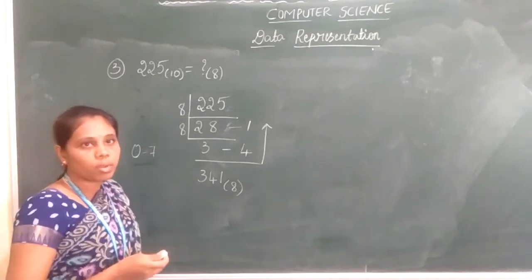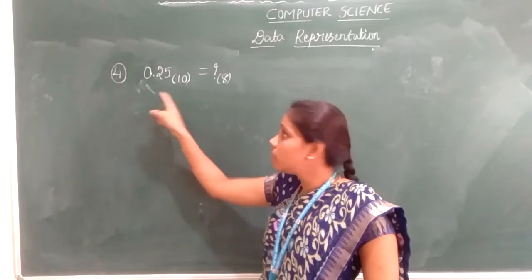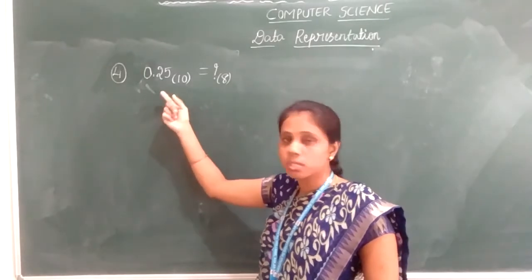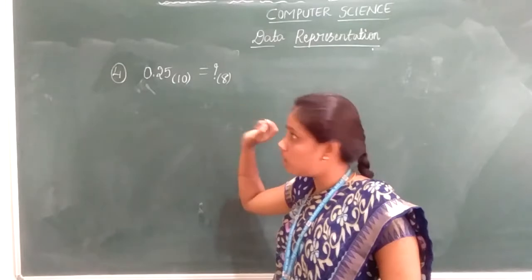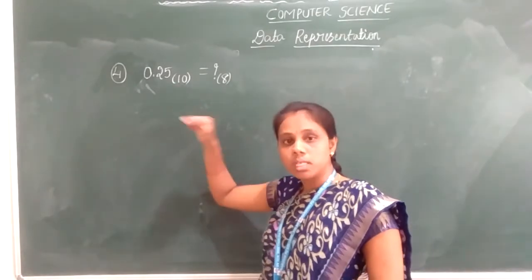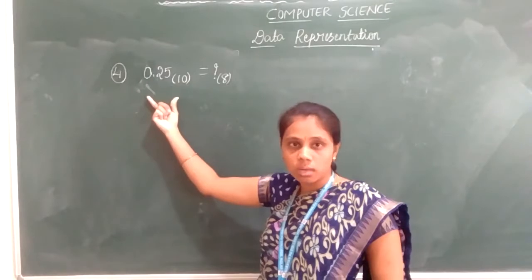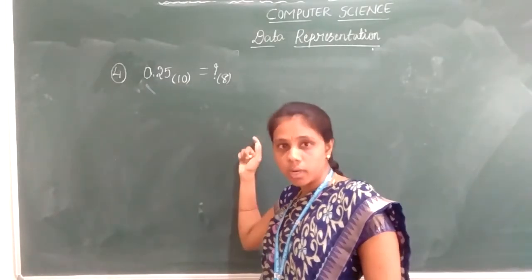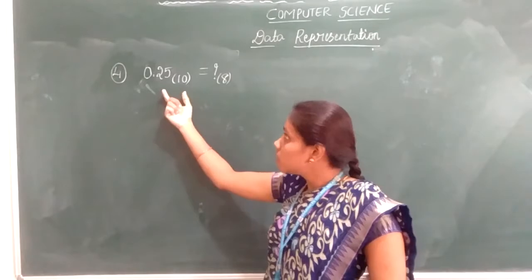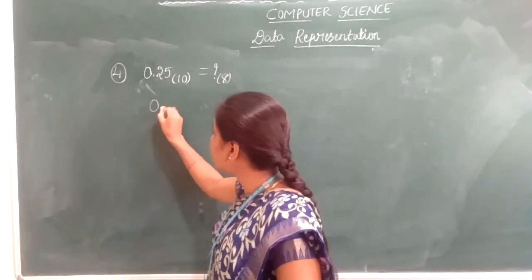Now we will see one example problem based on fractions. This is one more example. We have a decimal fraction value. Now this should be converted to octal. So when converting from decimal to binary, what were we doing? We were multiplying the fraction by 2. But when converting from decimal to octal, you need to multiply this by 8. Now take this fraction part.